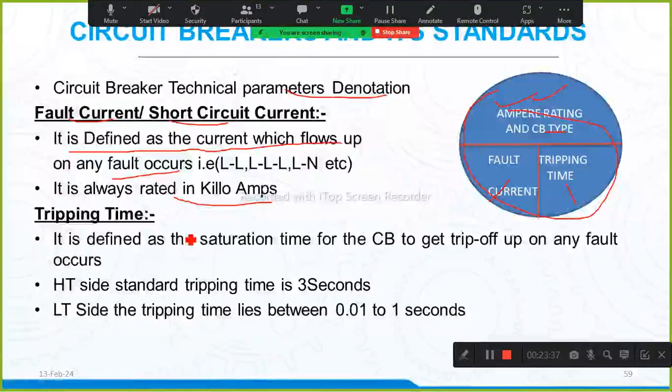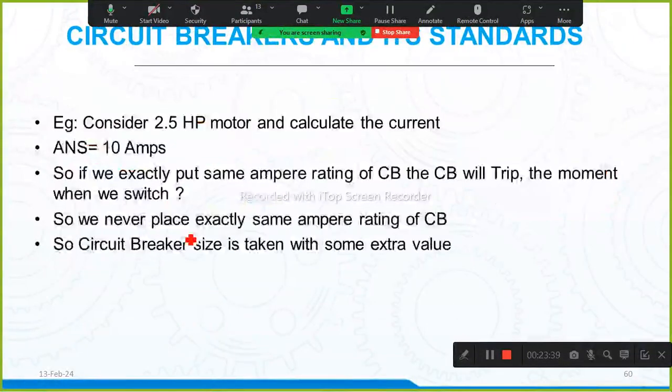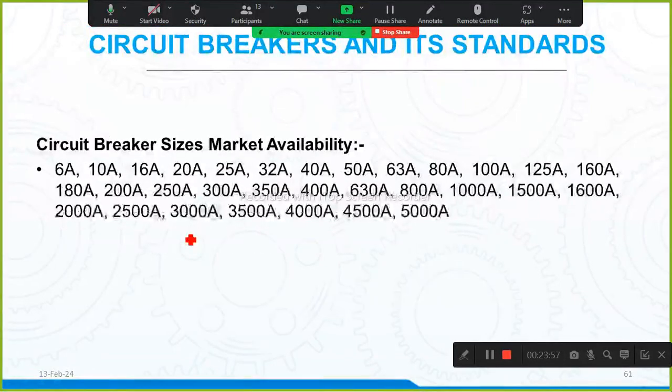Okay. Now, how do we calculate the ampere rating of the circuit breaker? Let us take an example. I have a 2.5 HP motor. I calculated the current and I got 10 amps. In the market 10 amps is also available. If I put exactly the same 10 amps circuit breaker, then what happens? The moment you switch on the circuit breaker, it trips.